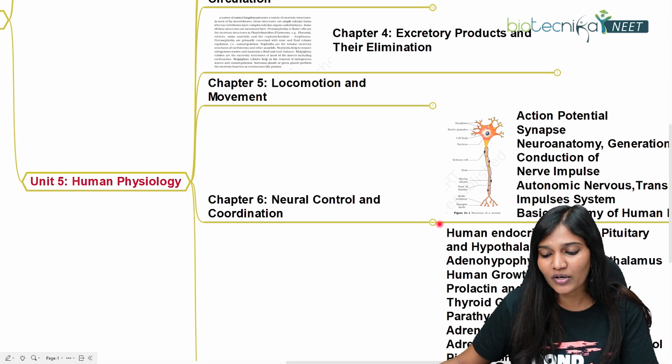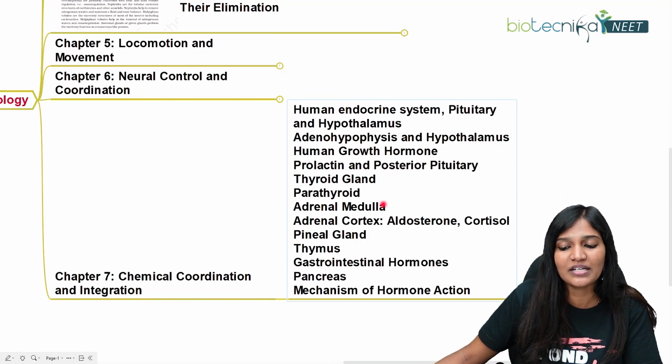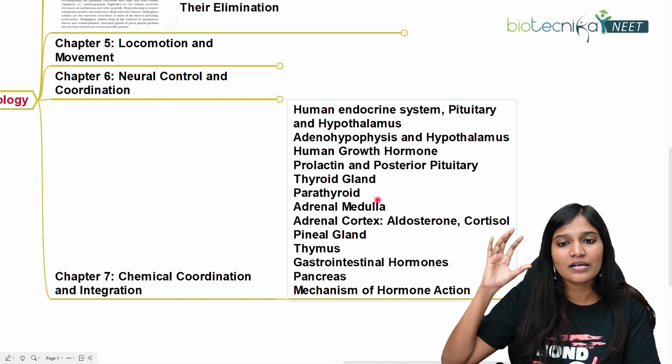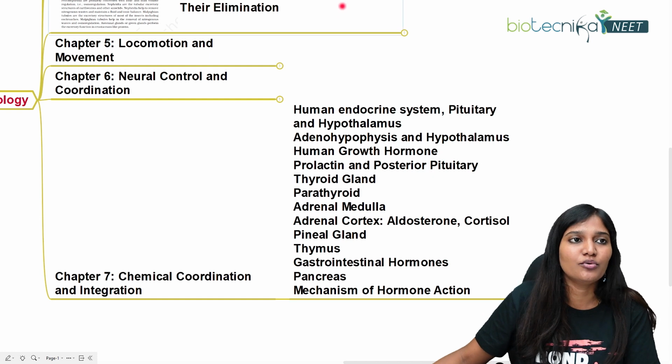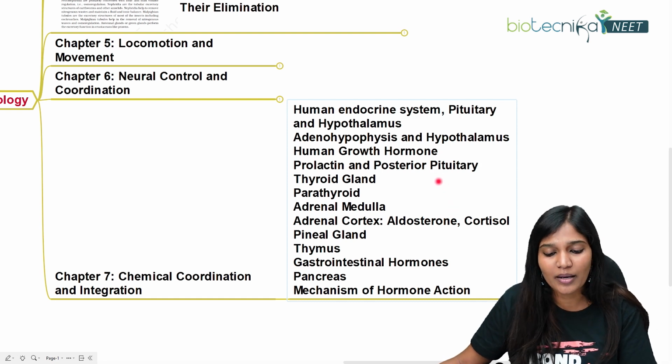The next is chemical coordination. Chemical coordination is very simple if you keep revising it. If you don't revise it, it will be very tough. So start with the human endocrine system, starting from the hypothalamus, pituitary gland, pineal gland, the anterior part of the pituitary, adenohypophysis, and the posterior part of the pituitary, which is neurohypophysis.